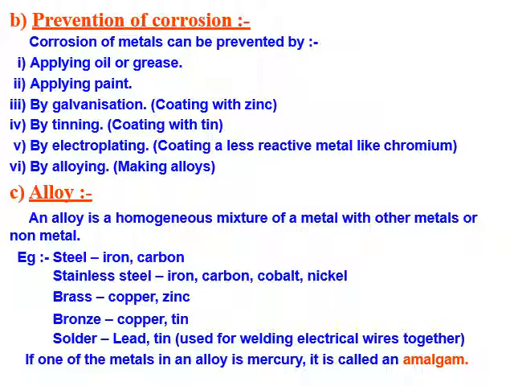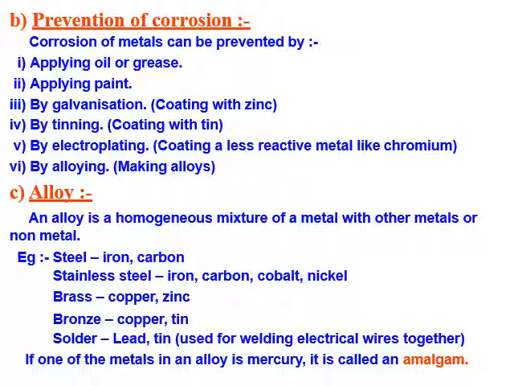Prevention of corrosion. How can we prevent the rusting or corrosion of metals? First is by applying oil or grease, by applying paint, or by covering or giving a coating of zinc metal. That process is known as galvanization. By tinning, or providing a coating of tin, or by electroplating, coating a less reactive metal like chromium on the more expensive metal. By alloying, or by making alloys, mixing metal with metal or metal with non-metals.